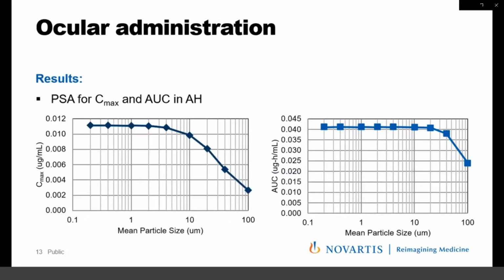Despite all the challenges, the model was used to make an assumption about the impact of API particle size on aqueous humor Cmax and AUC, as can be seen in these two figures. Cmax is more sensitive to particle size as it decreases when mean particle size increases over 10 micrometers. AUC is less sensitive to API particle size.